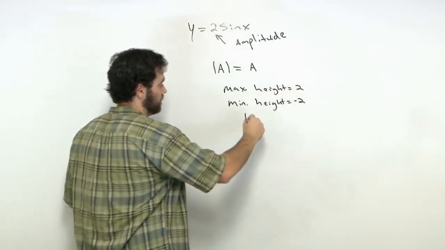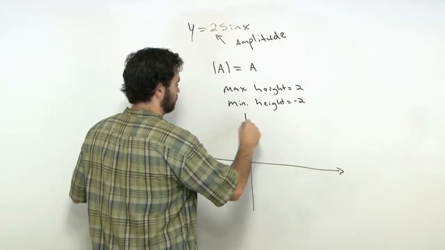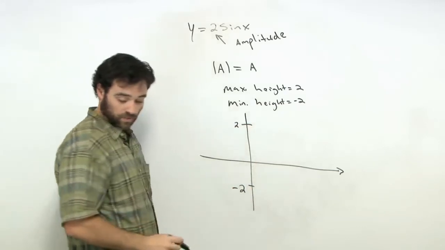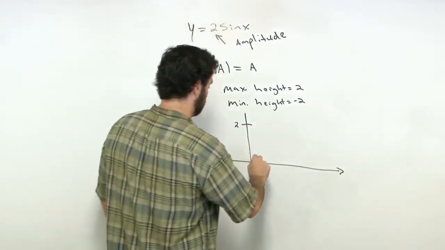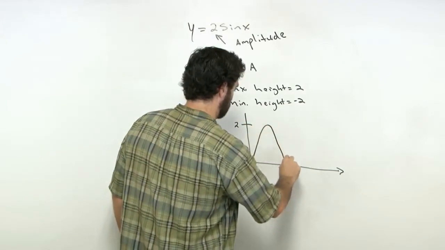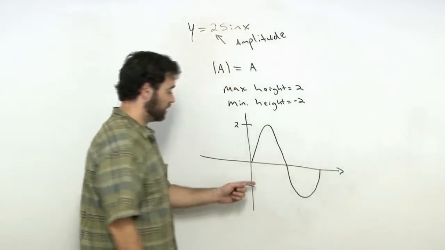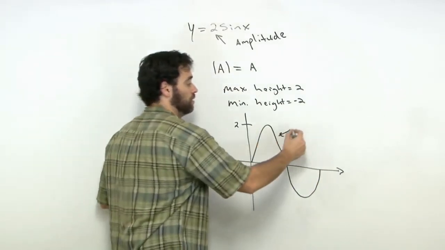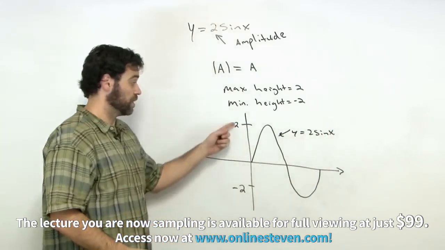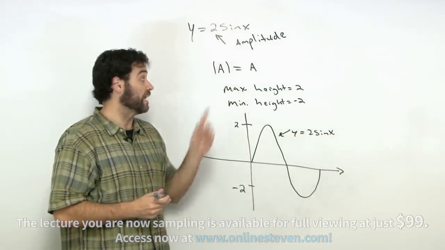And we can just take another sketch of that. This time not starting at the same place. Our sine curve hits our max height at 2, comes back down to earth, hits our min. Okay, so there is our y equals 2 sine of x. This number tells us our max height, our min height. That's what we call the amplitude, the A.